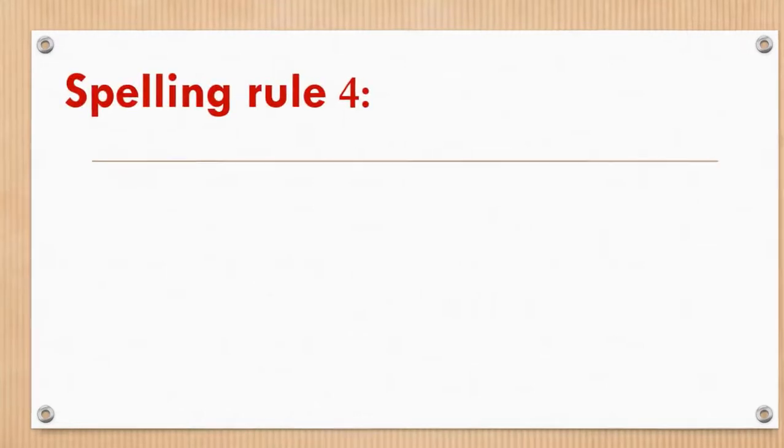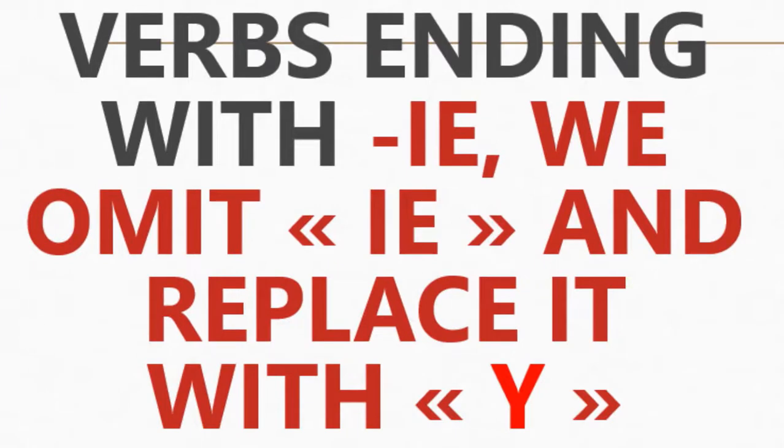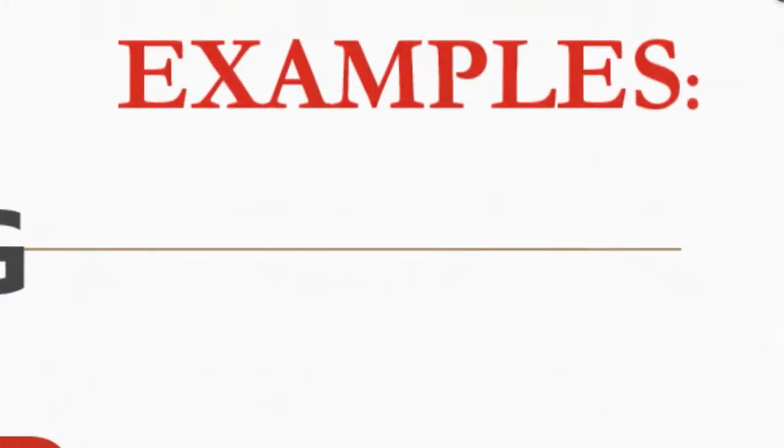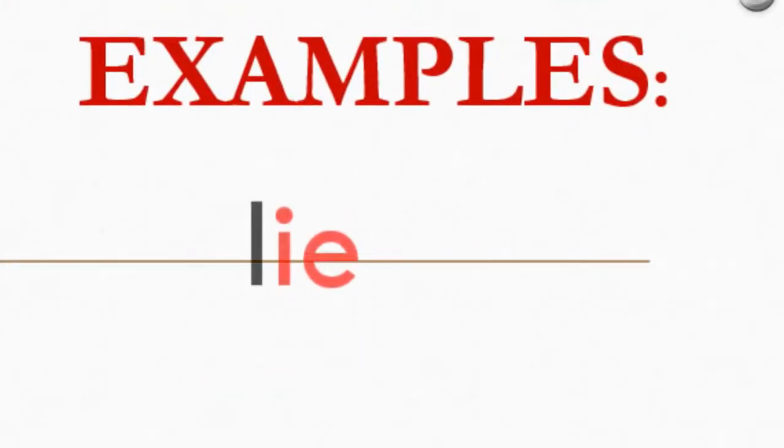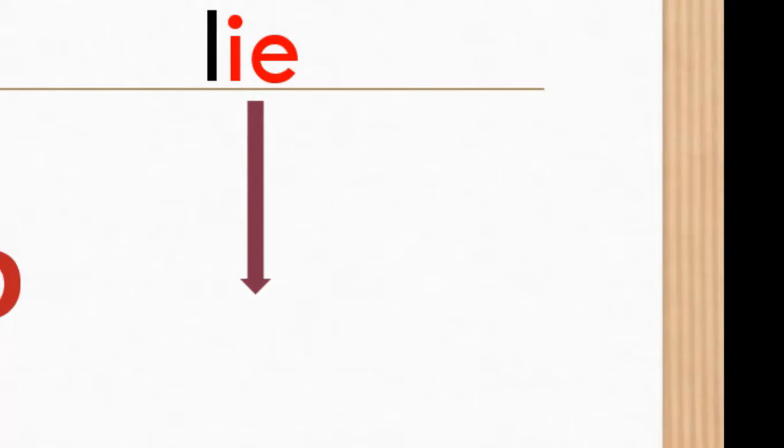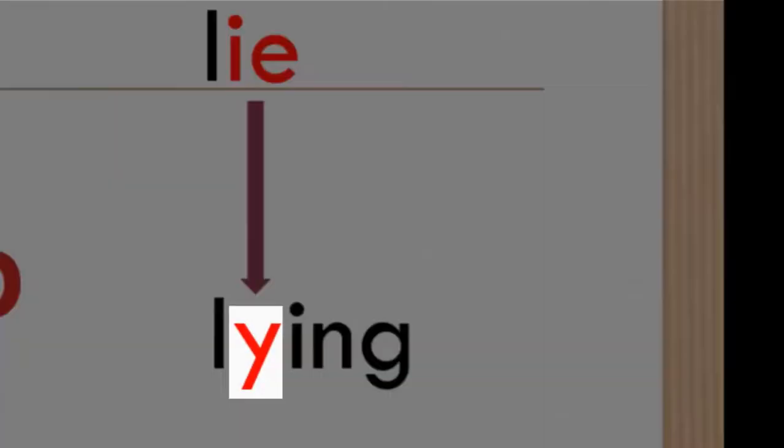Spelling rule number 4. Verbs ending with ie, we omit ie and replace it with y. Example, lie. The last two letters are I and E, so we omit the I and E and we replace it with Y, then we add ing.